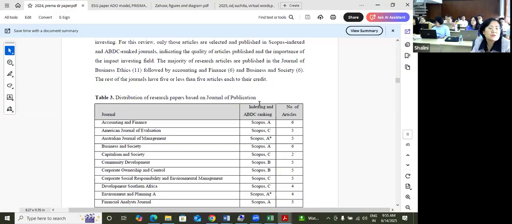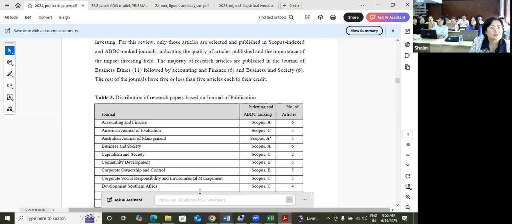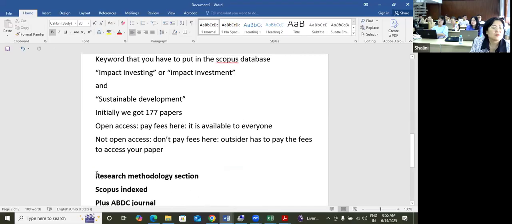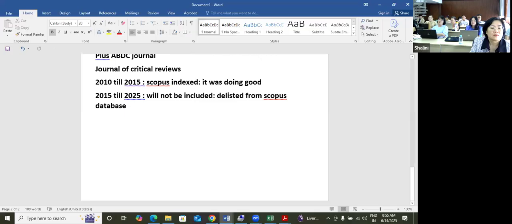But is there a minimum number of years recommended? No, it is not like this. I hope it is clear. So let's move to the introduction section first before proceeding ahead. Now we have done the research methodology section, and let's move to the introduction section.